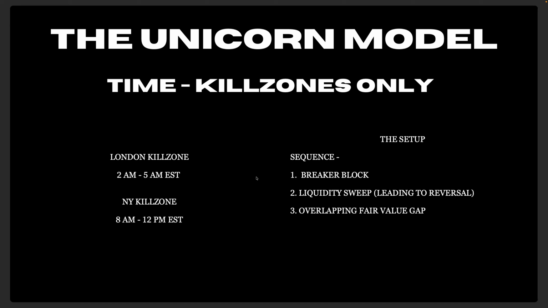Some models only appear during macro times and some can appear anywhere in the kill zone. And the unicorn model appears in two kill zones, that is the London kill zone from 2 a.m. to 5 a.m. EST, and the New York kill zone, that is from 8 a.m. to 12 p.m. EST.